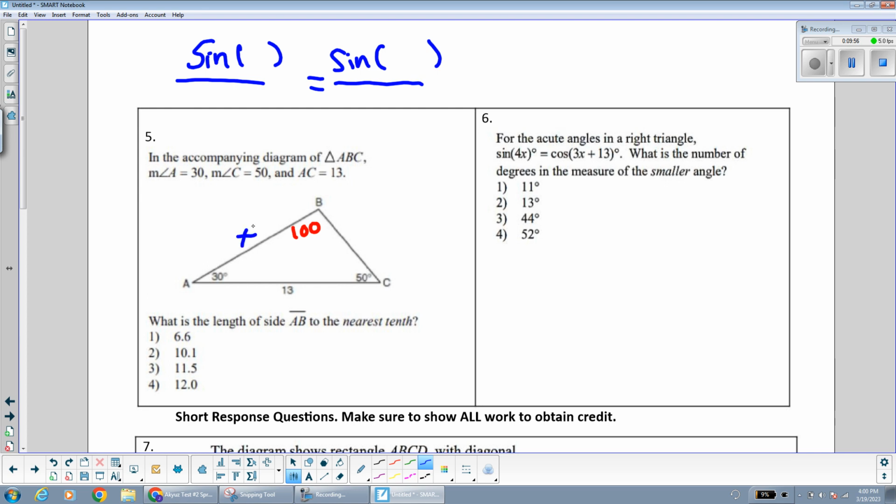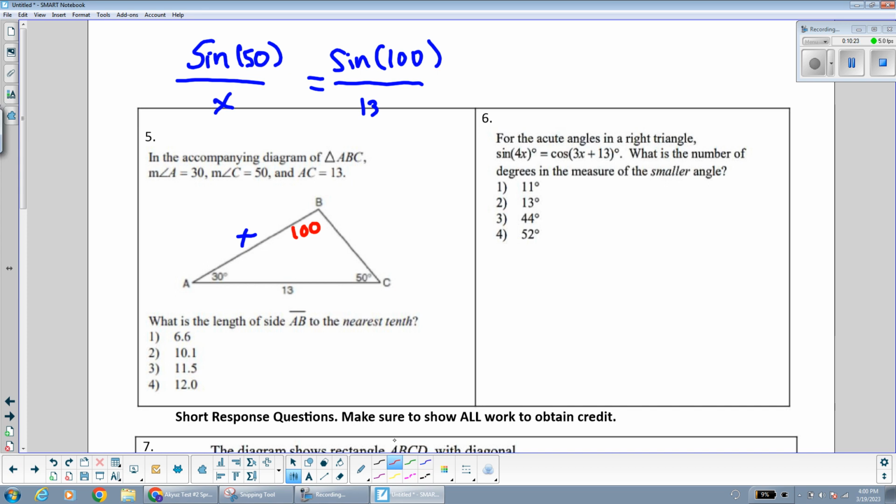I'm going to call that X. So I want AB to be in my proportion because I'm looking for it. And the angle opposite from AB is the 50-degree angle. Now, the only other side I have is the 13, and the angle across from the 13 is 100. Some people were using cosines or tangents. It's law of sines. It uses sine in it. It's called law of sines.